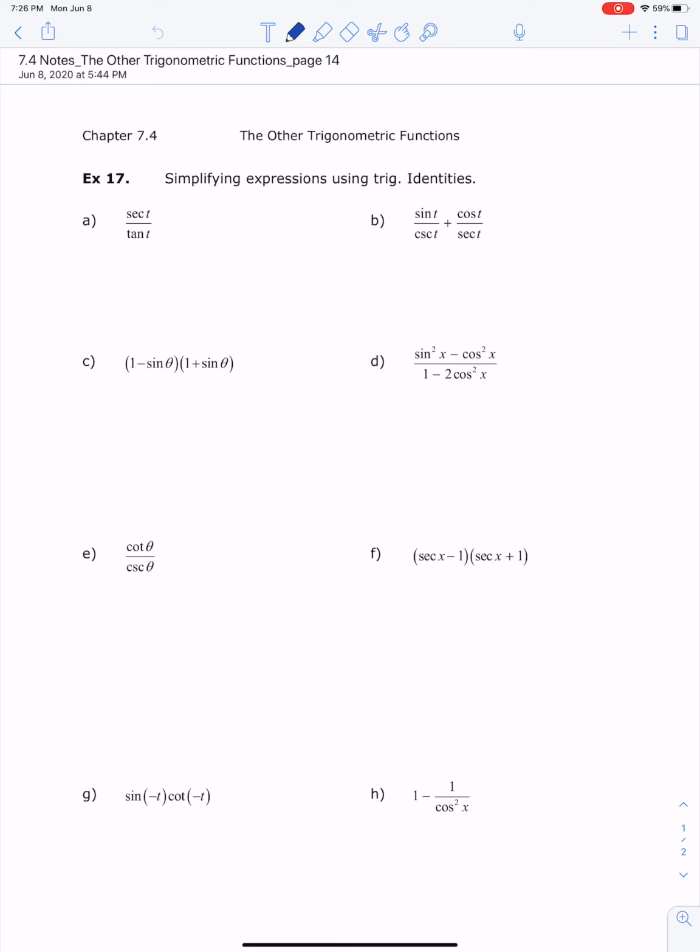Okay, and here we go. Chapter 7.4 notes, the other trigonometric functions, page 14, the final page. So we want to simplify these using our trig identities.